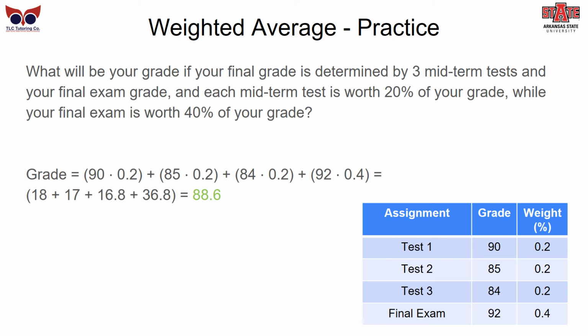So here's a typical example we might want to look at. What would be your grade if your final grade is determined by 3 midterm tests and a final exam? And each midterm is worth 20% and the final exam is 40%. So I put it in this little table over here with the assignments. So here's what we're going to do. We're going to multiply each grade by its weight: 90 times 0.2, 85 times 0.2, 84 times 0.2, and 92 times 0.4. We're going to add all those together and then divide by 1. That's the total weight of the class. And this tells me that the weighted average is 88.6. So this person ended up with a high B.